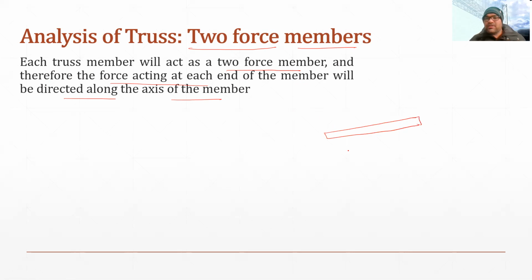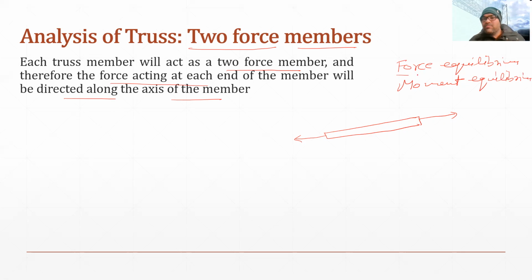For example, this is a bar. Now, if one force is acting along this, and if another force is acting along this, then this can be considered as a two force member, provided it satisfies the equilibrium conditions. Those equilibrium conditions are, first, force equilibrium, and second, moment equilibrium. It should also satisfy the moment equilibrium.